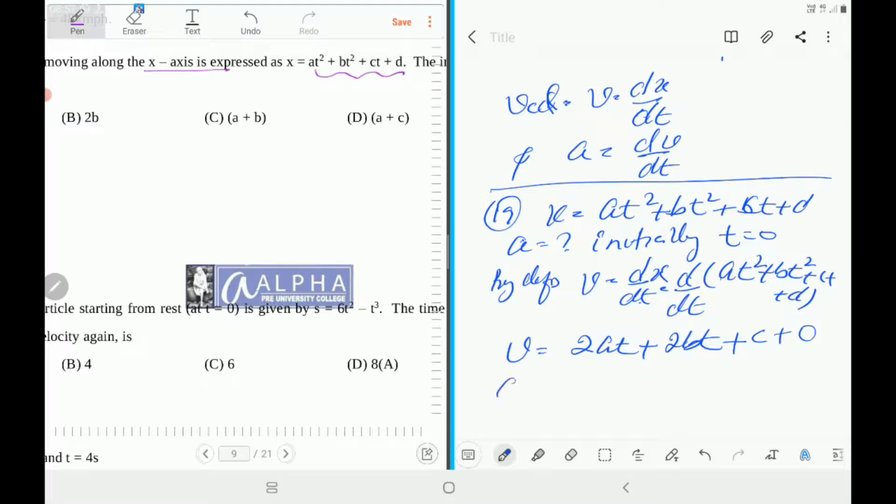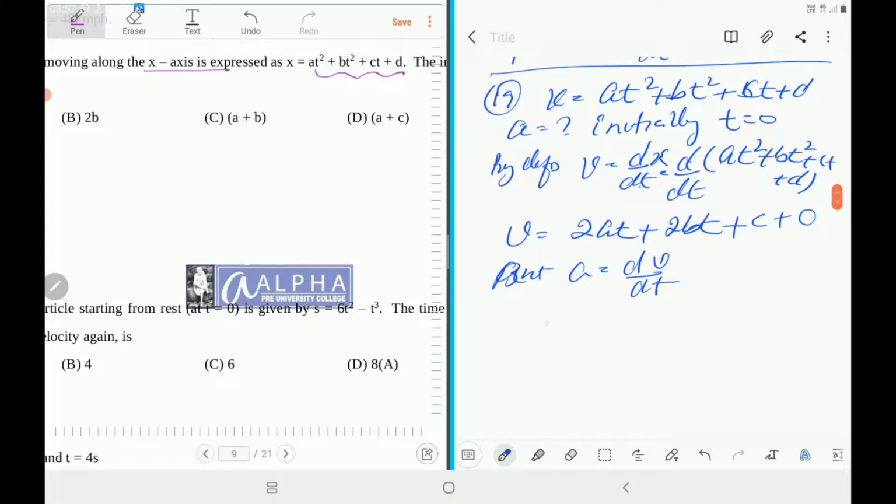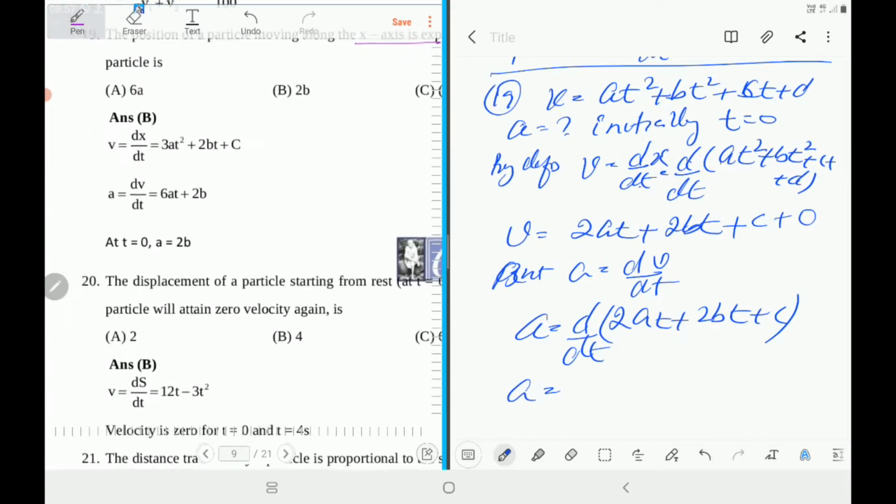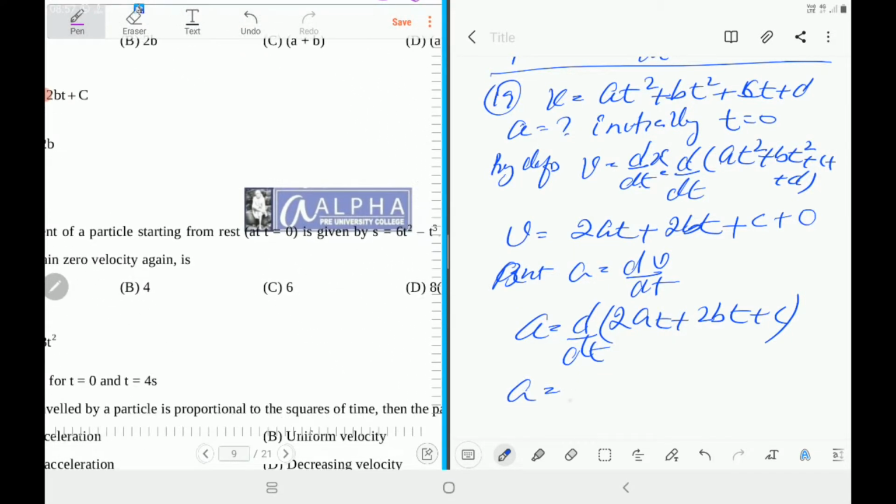He wants acceleration. I write, what is acceleration? The derivative of the velocity expression. What is the velocity expression? d by dt of 2at plus 2bt plus c, and a equals, see, when you find the derivative, the derivative of t with respect to t is 1. So 2a plus 2b plus 0.